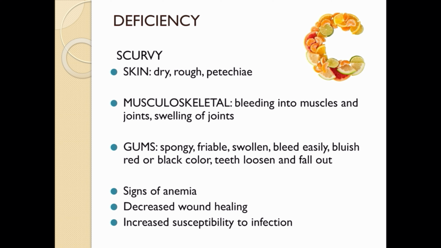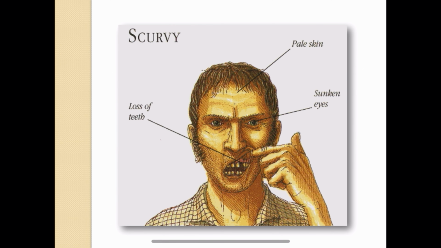There are signs of anemia, decreased wound healing, and increased susceptibility to infection. This is a typical picture of a patient having scurvy, in which you can see there is loss of teeth, sunken eyes, and pale skin.